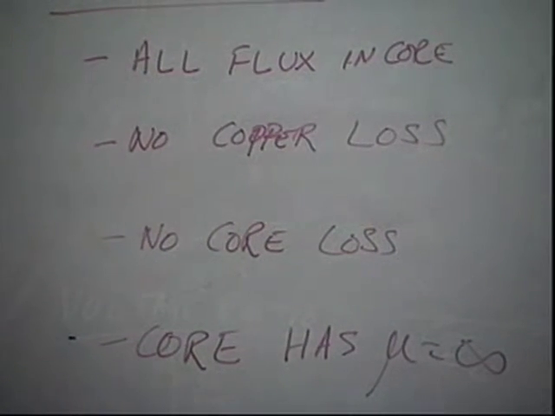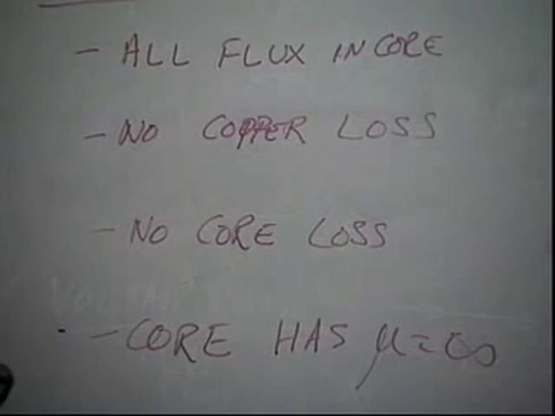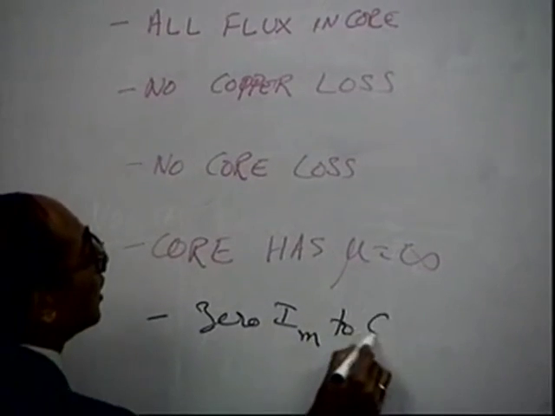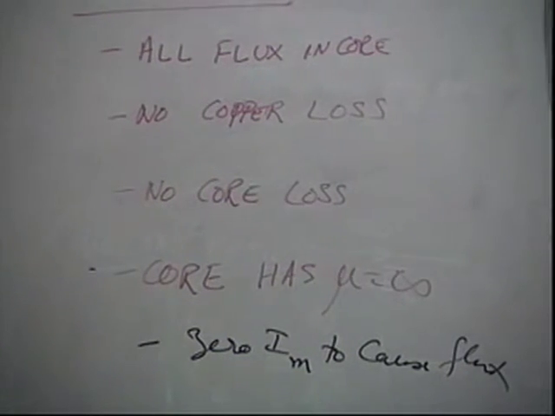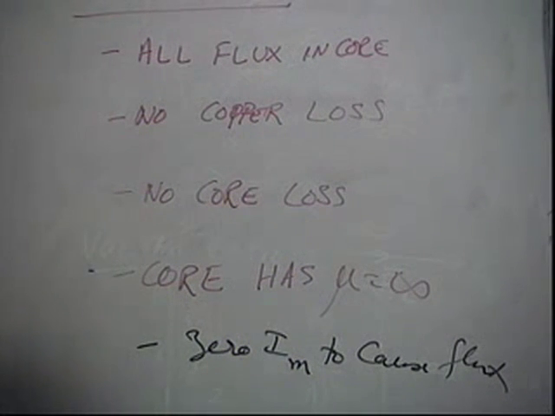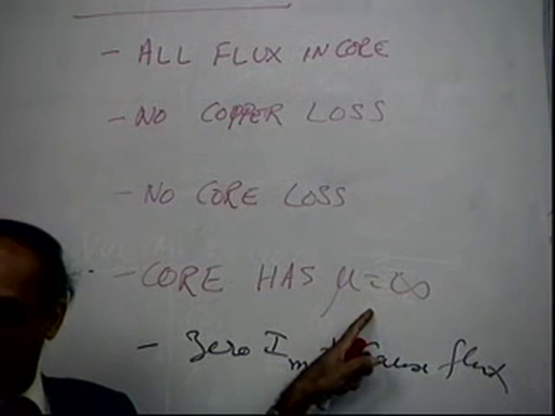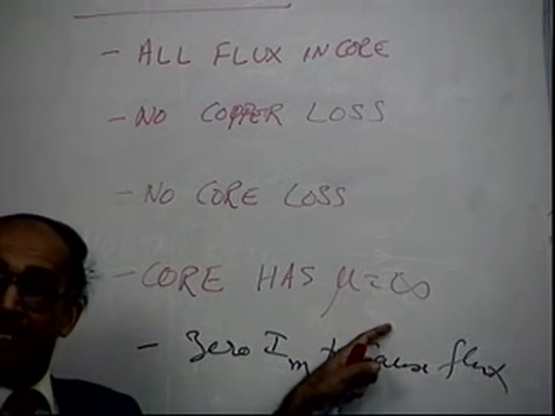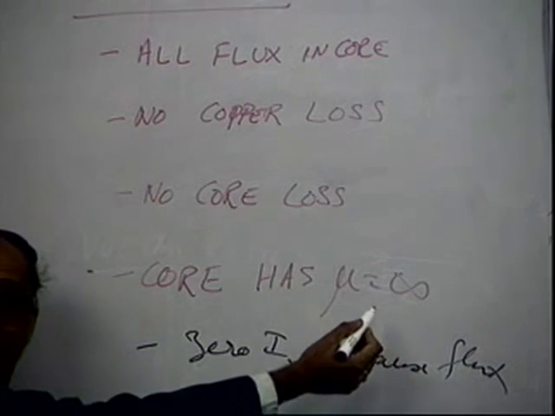Core is infinitely permeable. What do you mean by core is infinitely permeable? It doesn't require any current for the flux. That means it means 0 Im to cause flux. Infinitely permeable means it doesn't draw anything. So the point is that there is no current for flux. How can you have flux without the current? Because this is infinitely permeable. Mu is infinity ideally. Yeah, but that current is negligible. After all, it is never infinity, isn't it?